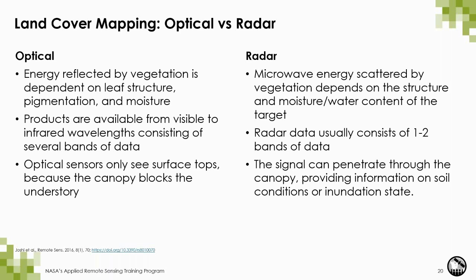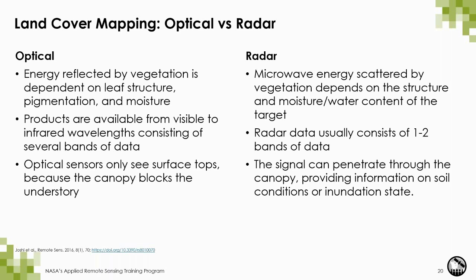With optical, you can get things like the normalized difference vegetation index, or the NDVI, or the Enhanced Vegetation Index, or EVI, as an indicator of vegetation health using multiple bands and calculating a ratio. While with radar, you cannot. Another difference is that optical data are available from visible to infrared wavelengths, several bands of data, which can offer different information on land cover characteristics based on those spectral reflectance properties that we discussed earlier. Radar, on the other hand, usually consists of 1 to 2 bands of data and at most 4 bands.